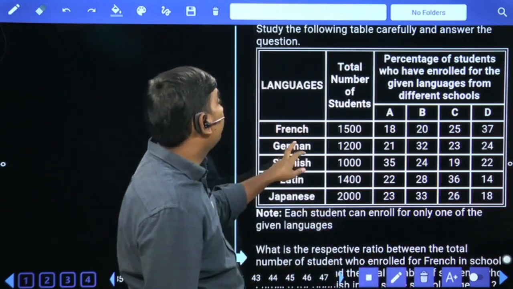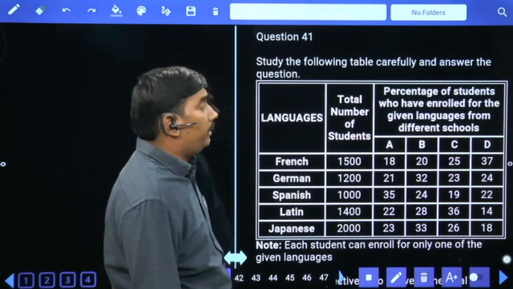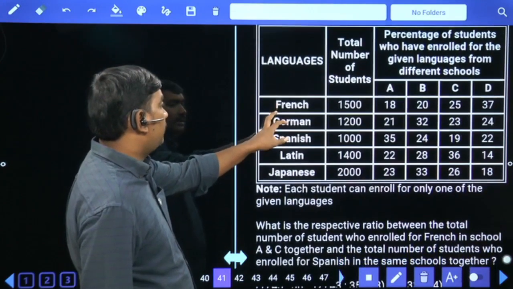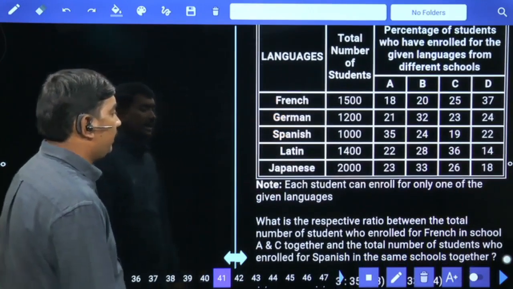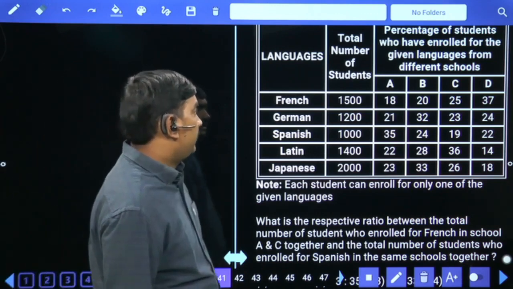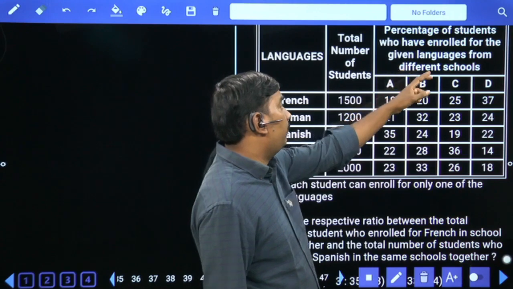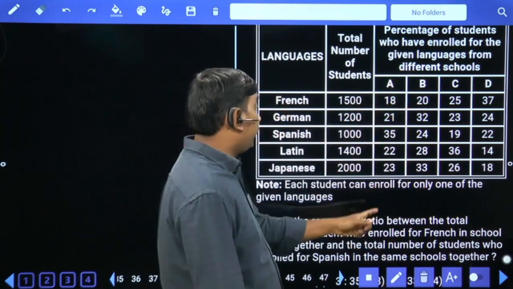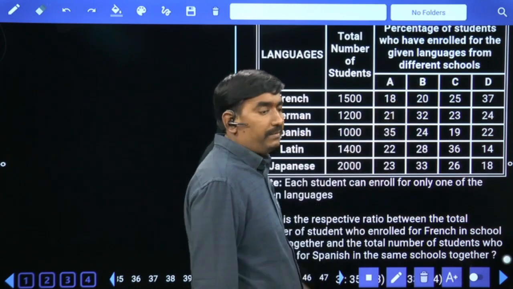Next, study the following table carefully to answer the given questions. Languages are French, German, Spanish, Latin, Japanese. Total number of students, and percentage of students who have enrolled for the given languages from different schools. Different schools are A, B, C, D.